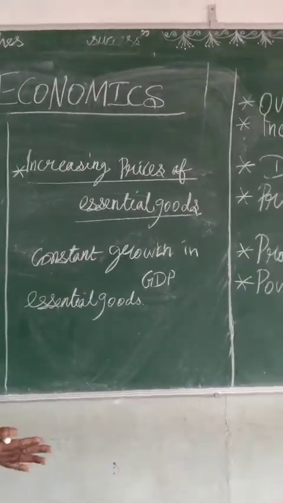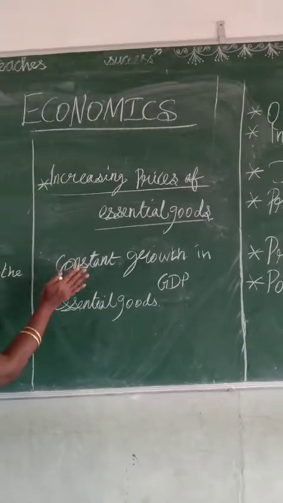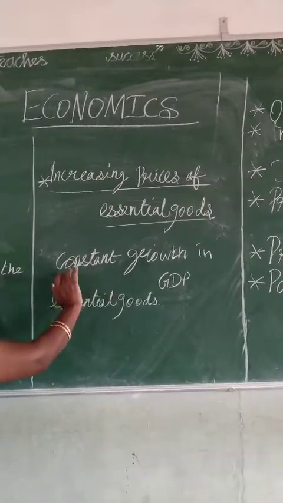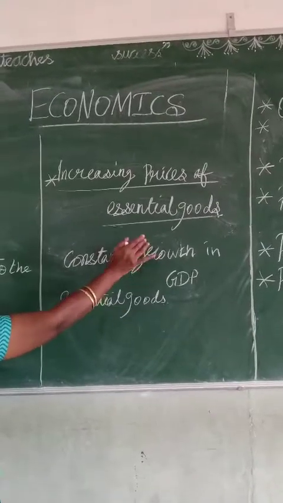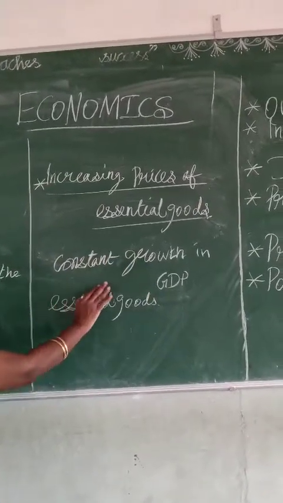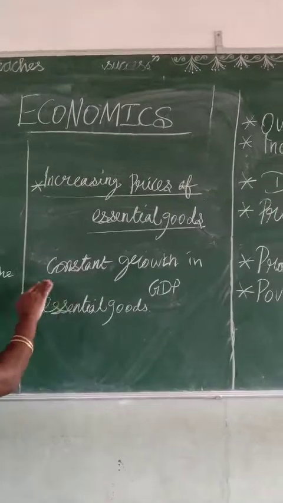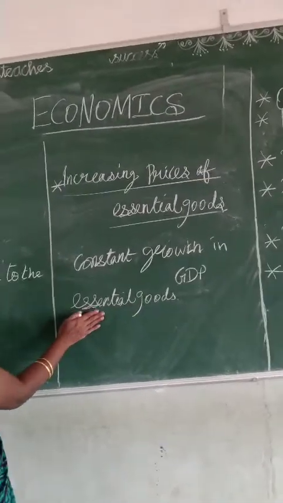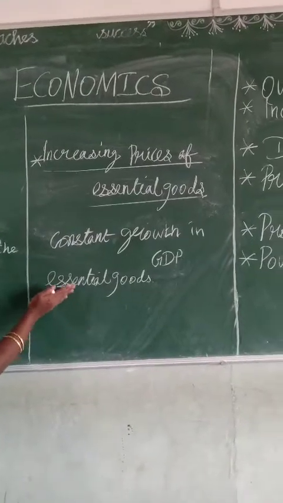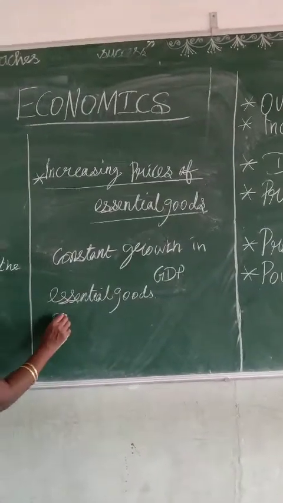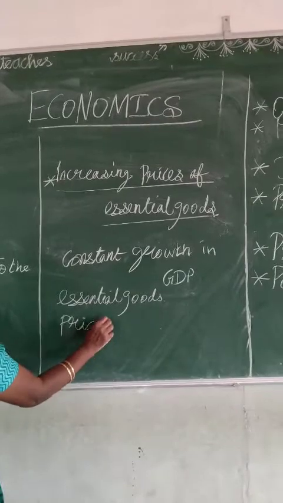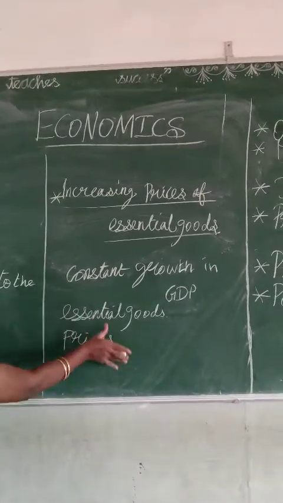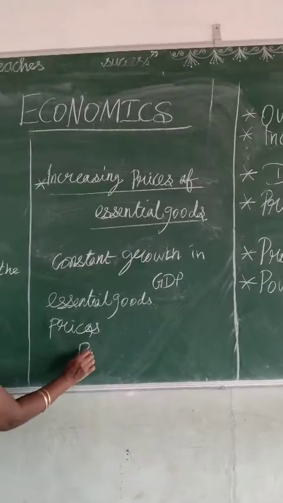Students, listen carefully. Increasing prices of essential goods: even though there has been constant growth in GDP and growth opportunities in the Indian economy, there has been a steady increase in the prices of essential goods. The continuous rise in the prices erodes the purchasing power and adversely affects the poor people.